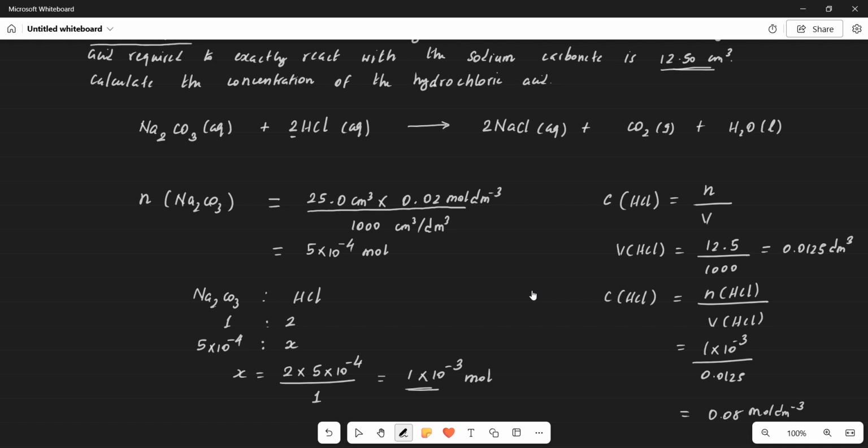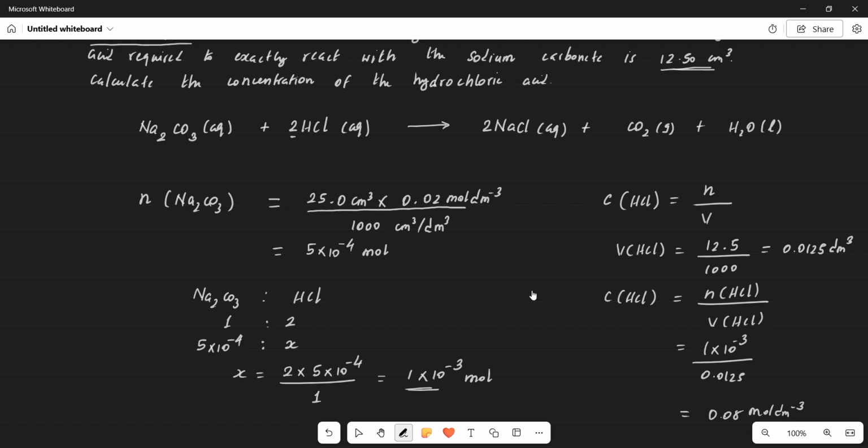Once I know the number of moles of HCl reacted, and once I know the volume of HCl, then I can find the concentration by moles divided by volume. One important point is that I need to always convert the centimeter cube into decimeter cube. I hope this helps you to find out the unknown concentration and to deal with solutions in stoichiometry.